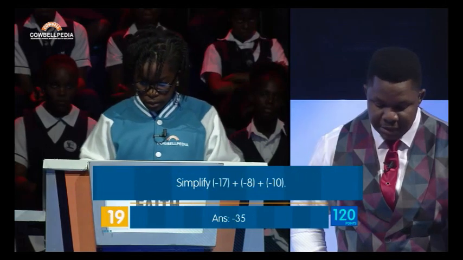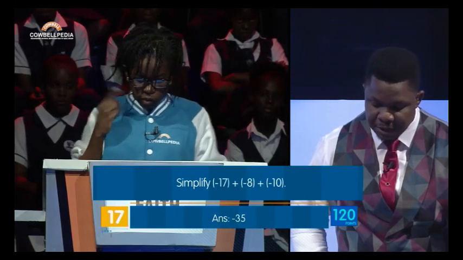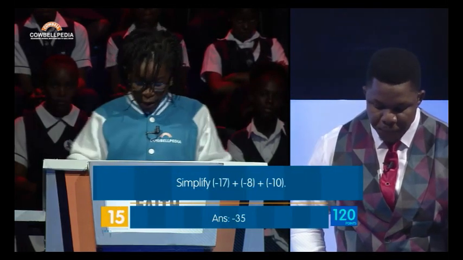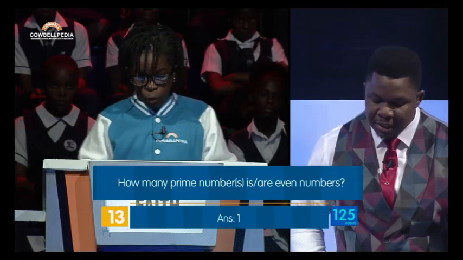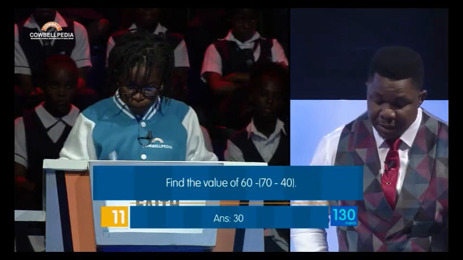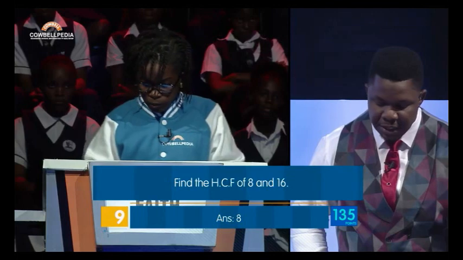6. Correct. Simplify minus 17 plus minus 8 plus minus 10. Minus 35. Correct. How many prime numbers is 1. Correct. Find the value of 60 minus 70 minus 40. 30. Correct. Find the HCF of 8.